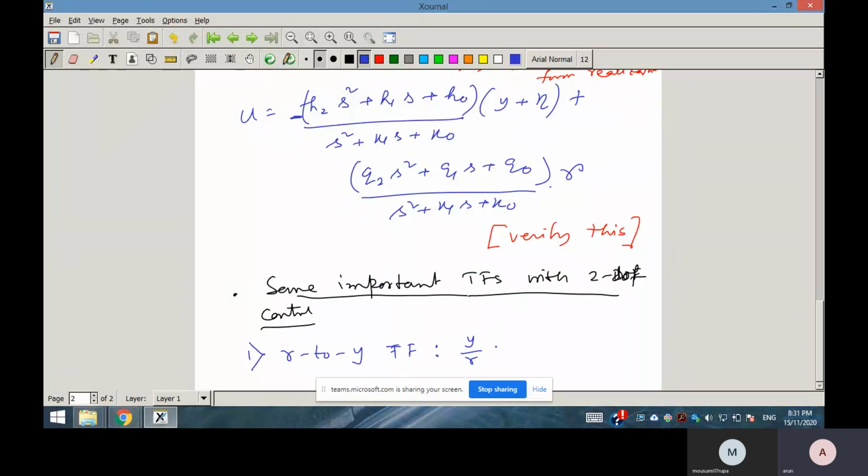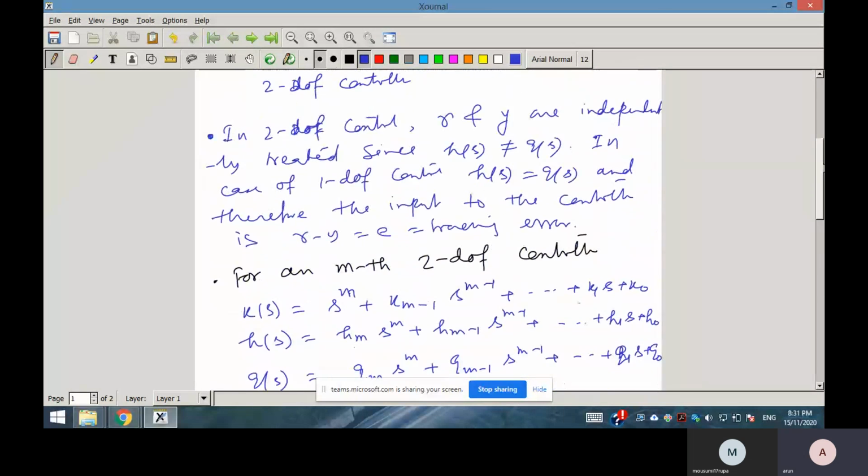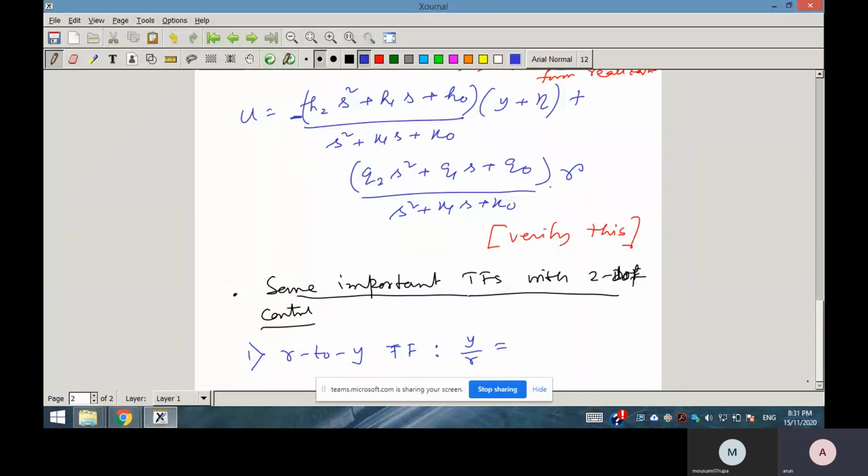y by r, ys by rs. This will be equal to, you can easily see here, if you see this R2Y transfer function, it will be just CQ divided by delta. Please check it. I'm not checking, I have already seen, I've already done all these things. So please check it. This is CQ by delta. What is delta? Delta is AK plus CH.